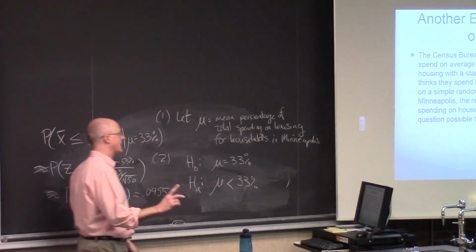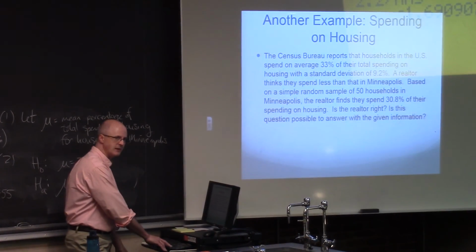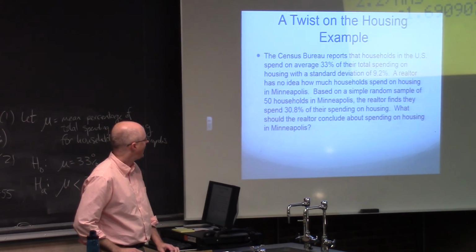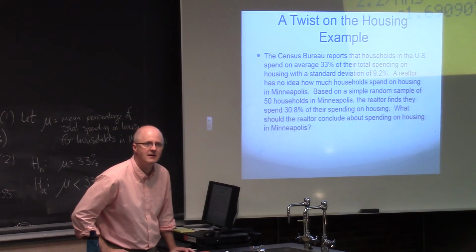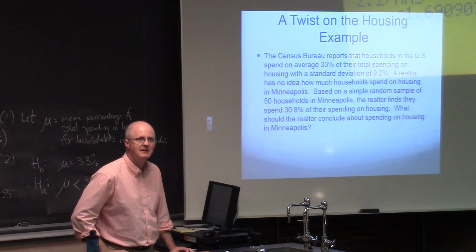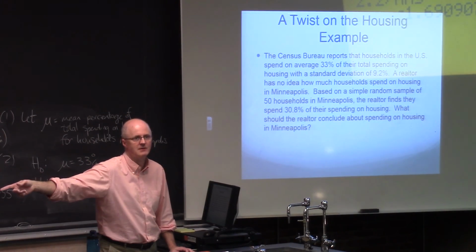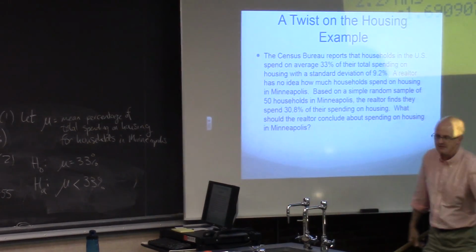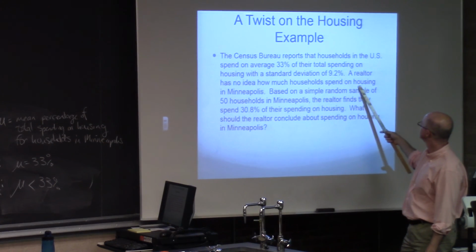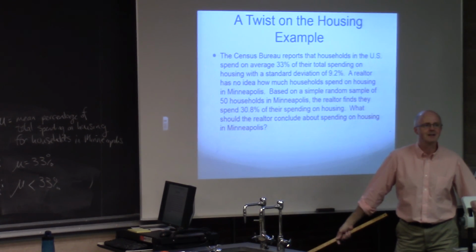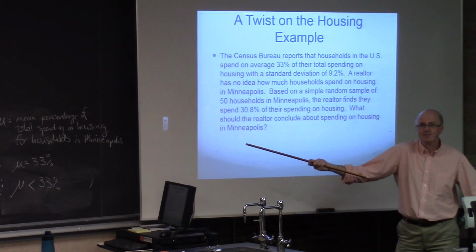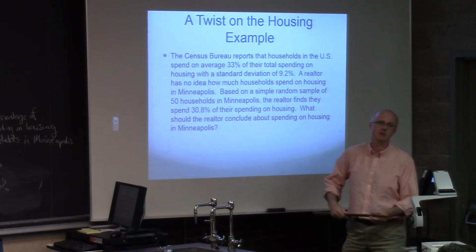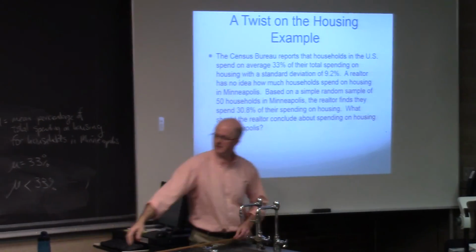I'm going to take the quiz in 1 minute. Let me just mention, as a preview of what we're going to do after the quiz, that we can put a twist on this example and say, well, what if the realtor doesn't have a theory of what the answer is? In the previous slide, the realtor thought the answer was less than 33%. But what if the realtor has no idea how much households spend on housing in Minneapolis? What do you do then? Should you still do a hypothesis test? The answer is, well, you can, but you do have to modify how you do it. We'll talk about that after the quiz. So put things away.